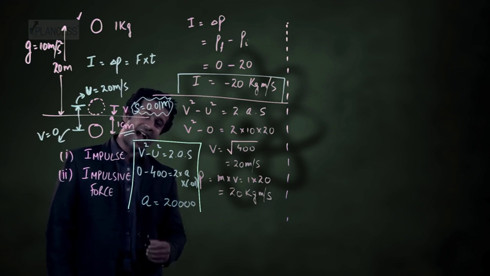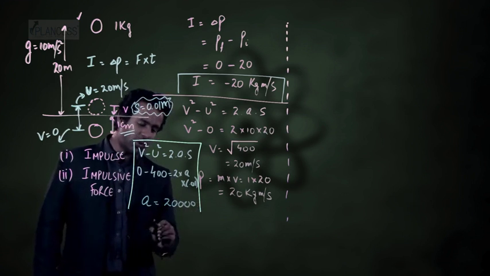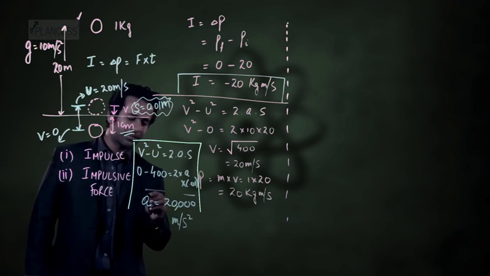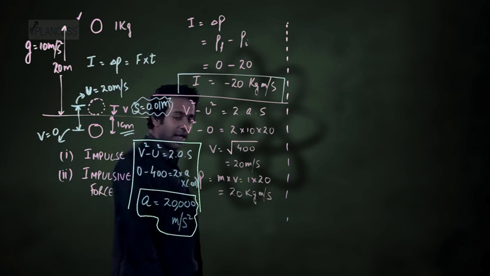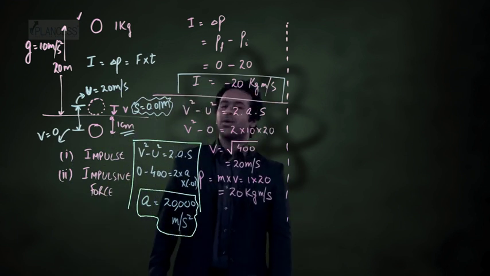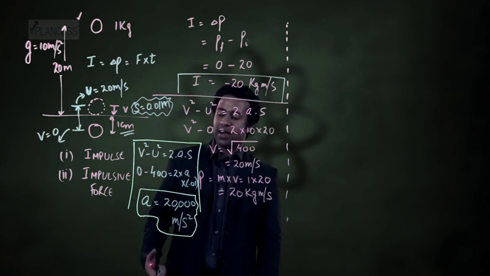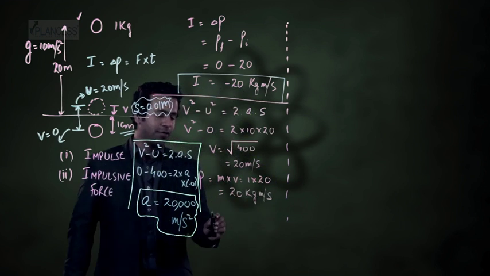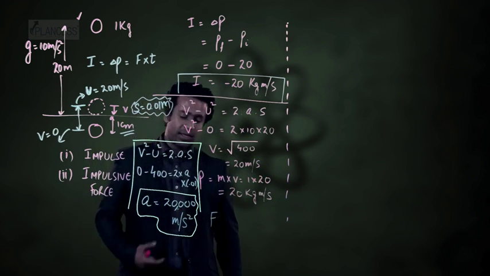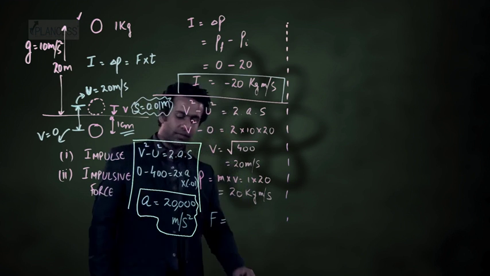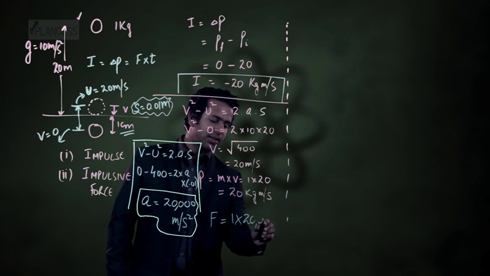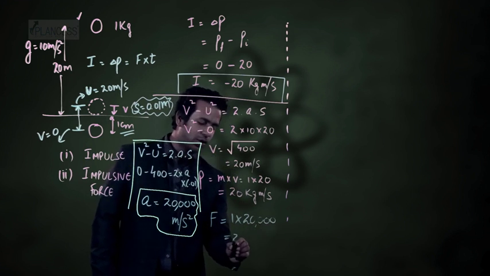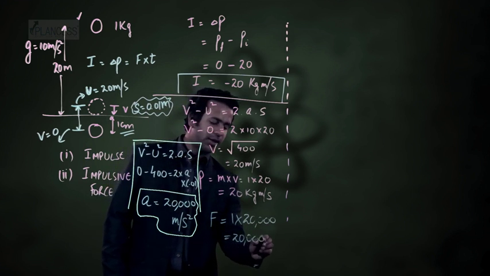So this acceleration is equal to 20,000 meter per second square. This is a very large acceleration, and once we have the acceleration, we can obviously find the force which acted. The force we know is equal to mass into acceleration. So 1 into 20,000 gives you the force as 20,000 Newton.